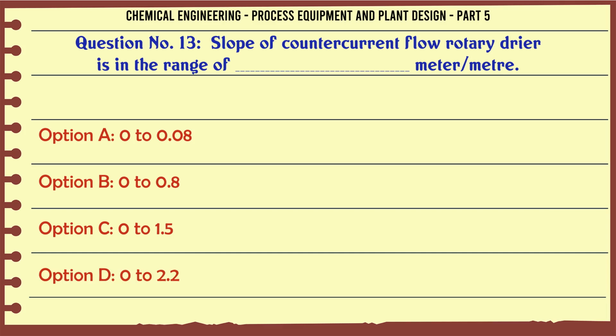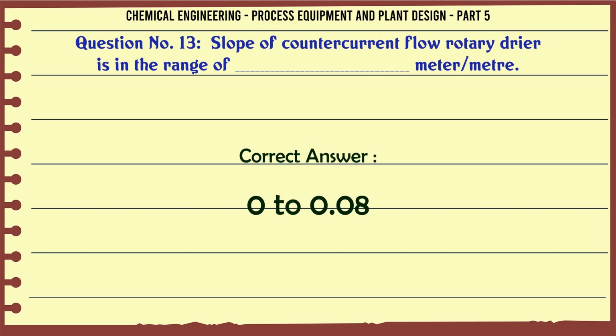Slope of countercurrent flow rotary dryer is in the range of meter. A. 0 to 0.08, B. 0 to 0.8, C. 0 to 1.5, D. 0 to 2.2. The correct answer is 0 to 0.08.